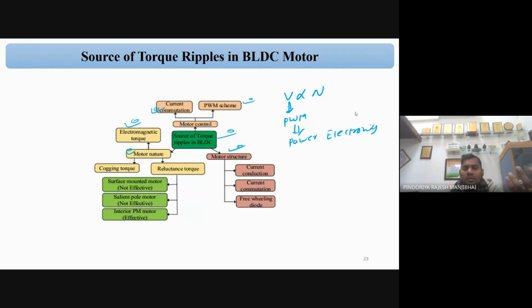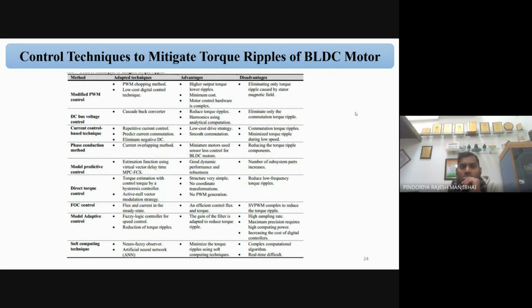So this is another research topic for your MTech thesis. You want to reduce the torque ripple by design side, otherwise by control side. There are two ways to reduce the torque ripple. Then ultimately you can reduce the acoustic noise and vibration. Yes, so there are many techniques to mitigate the torque ripple of BLDC motor. I am not going to tell you each and every technique. You can read these techniques, and if you are interested to do research for your MTech thesis, you can choose any one topic.